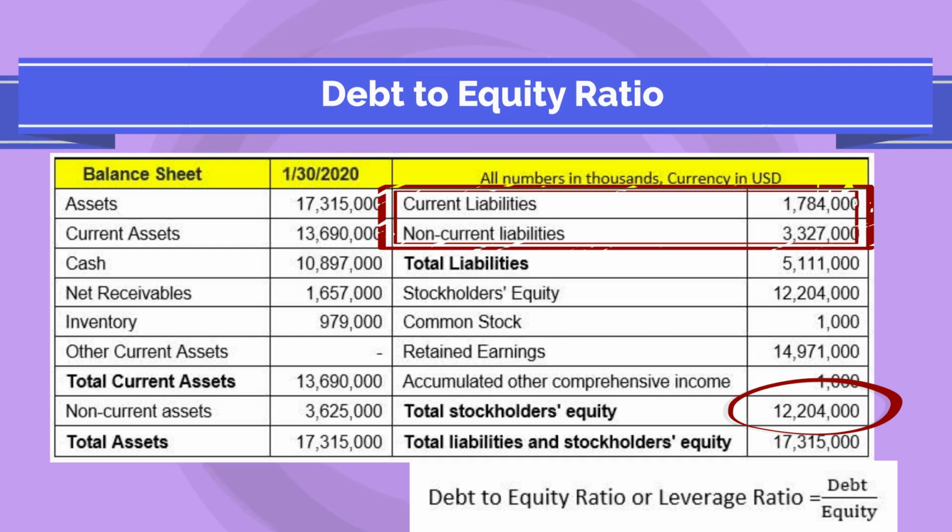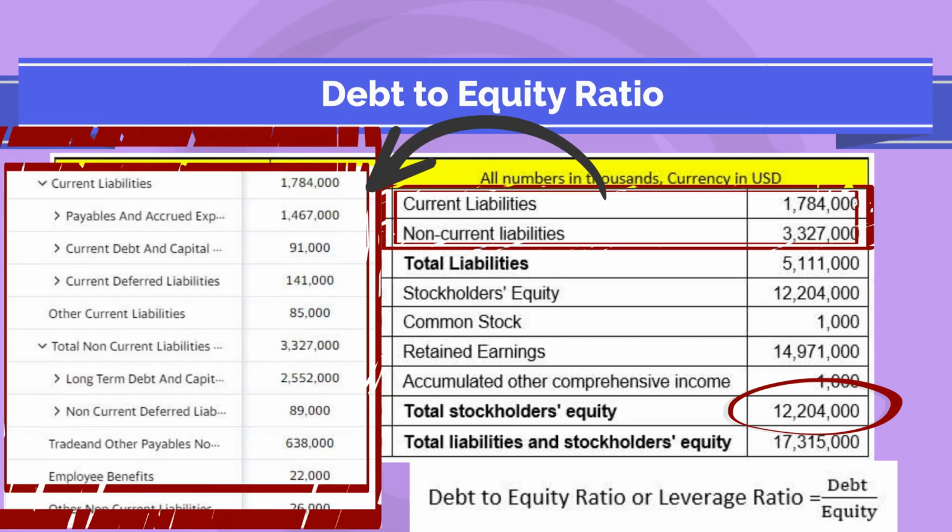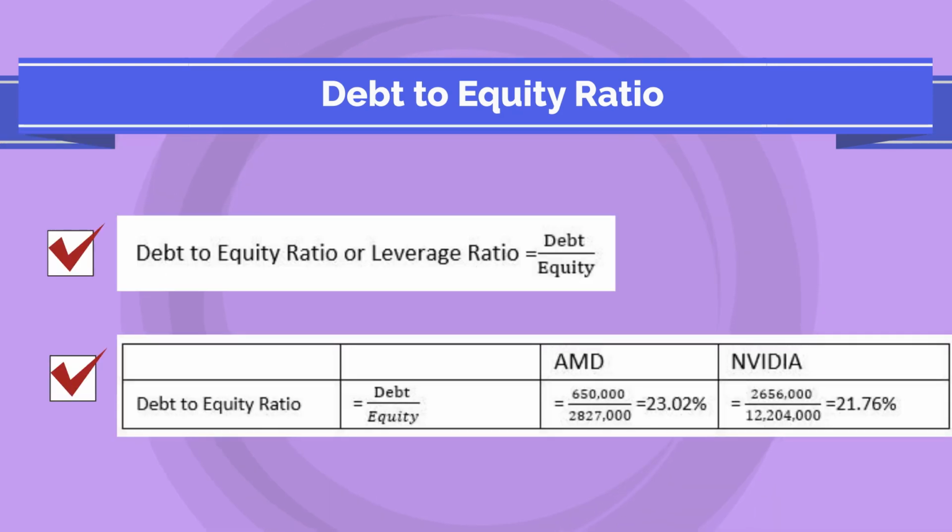Debt-to-equity ratio, or leverage ratio, assesses the ability of a company to meet its financial obligations. It is important because companies rely on a mixture of equity and debt to finance their operations.